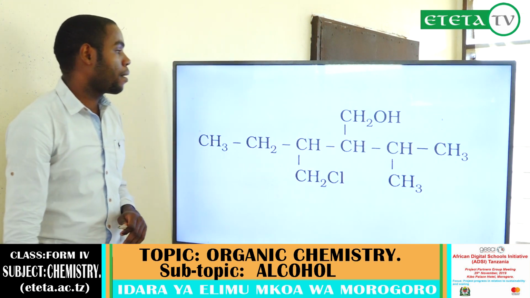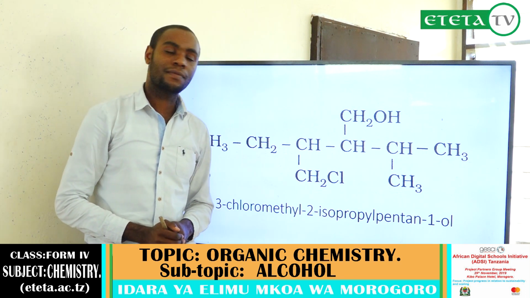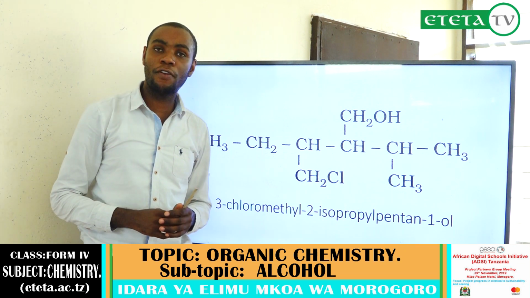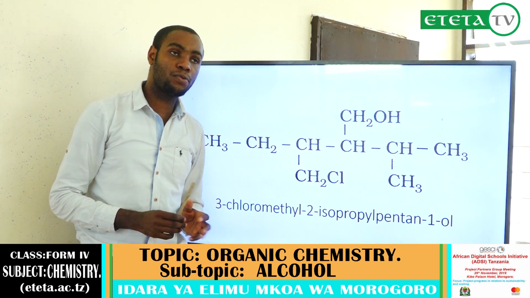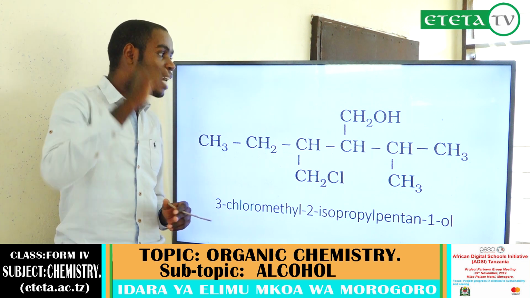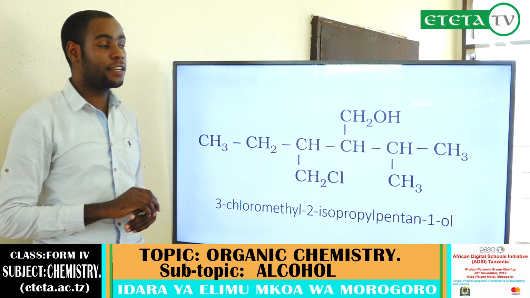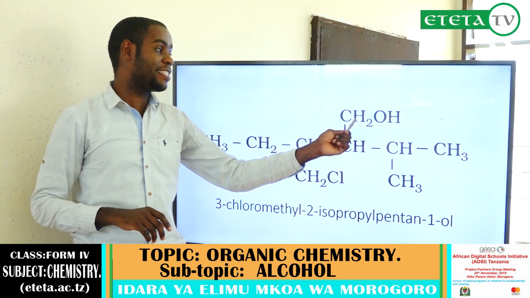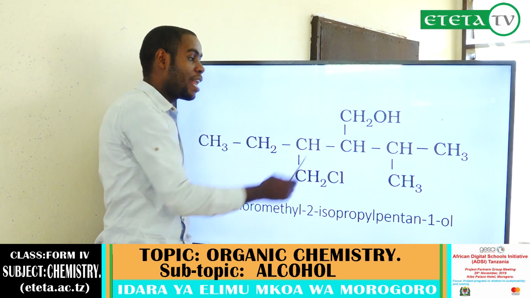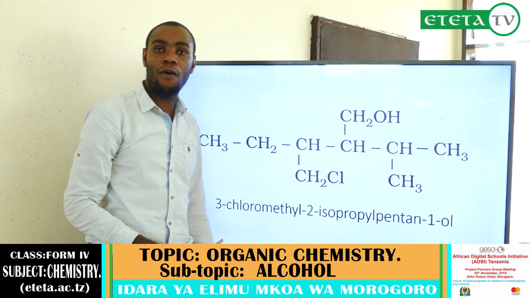Now let us look at another example. In case you have a compound like this, how do you identify the longest chain? The point to remember is that the carbon which carries the hydroxyl group must be included in the chain. The hydroxyl group is on this carbon, so the first carbon to be accounted for will be this one. Now you look at all options of the chain.